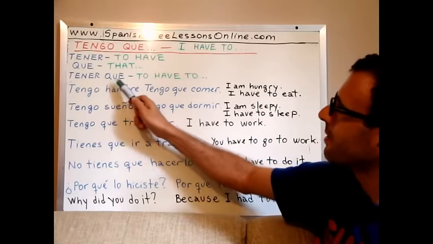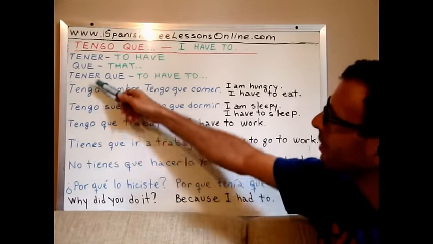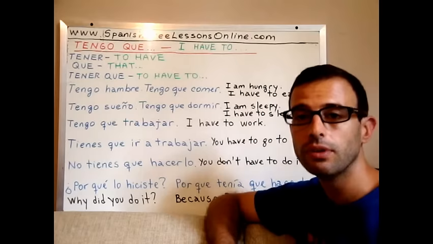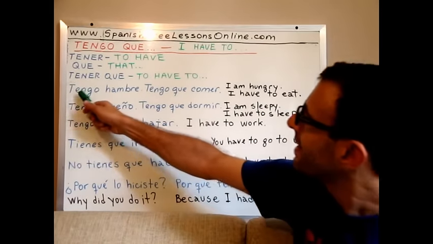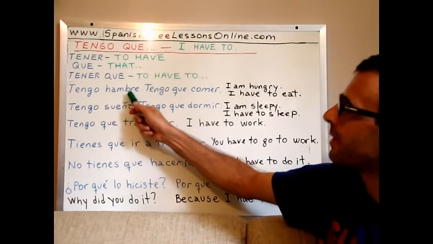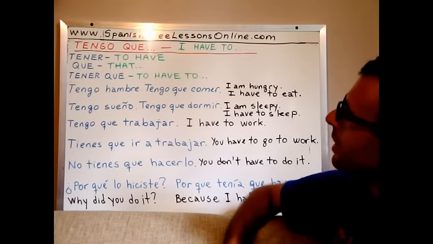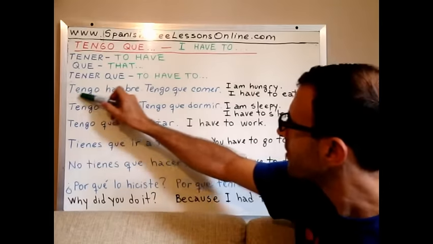Tener que means to have to. Let's take a look at these examples here, right? To understand how this is used. Tengo hambre. Tengo que comer. So here we have two sentences, right?